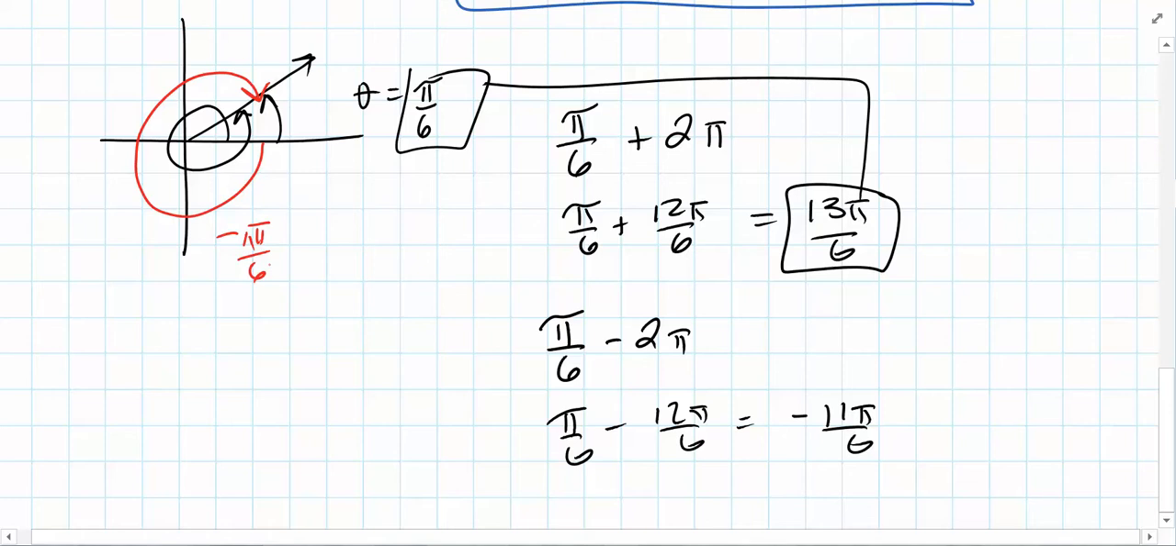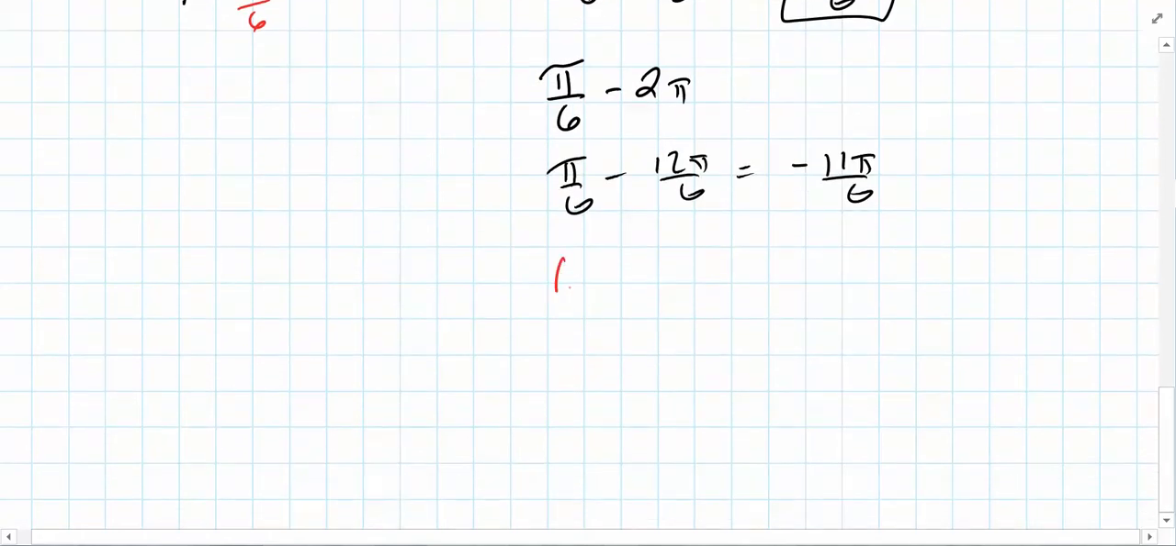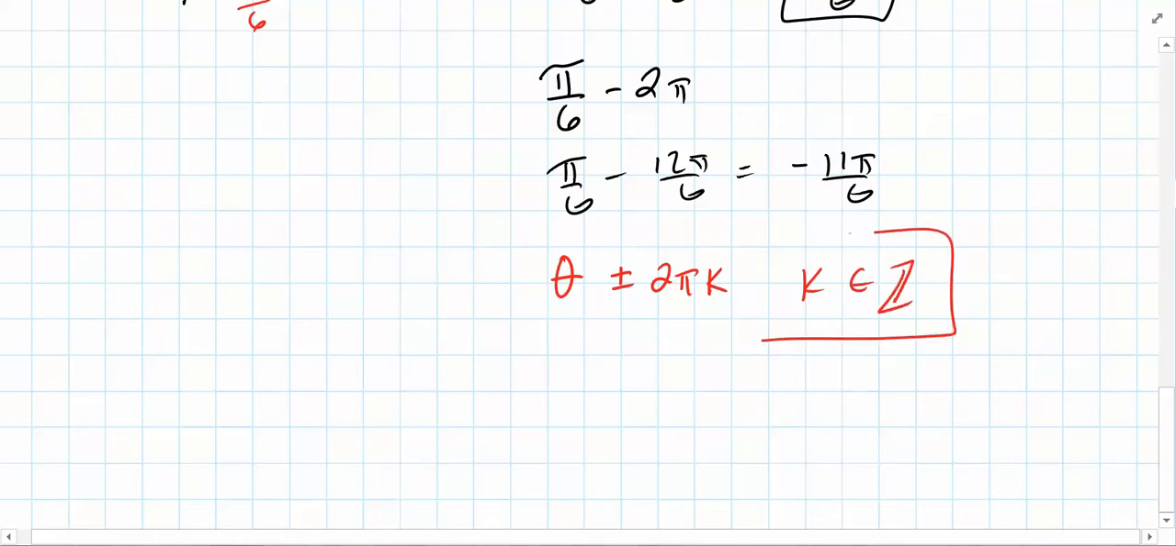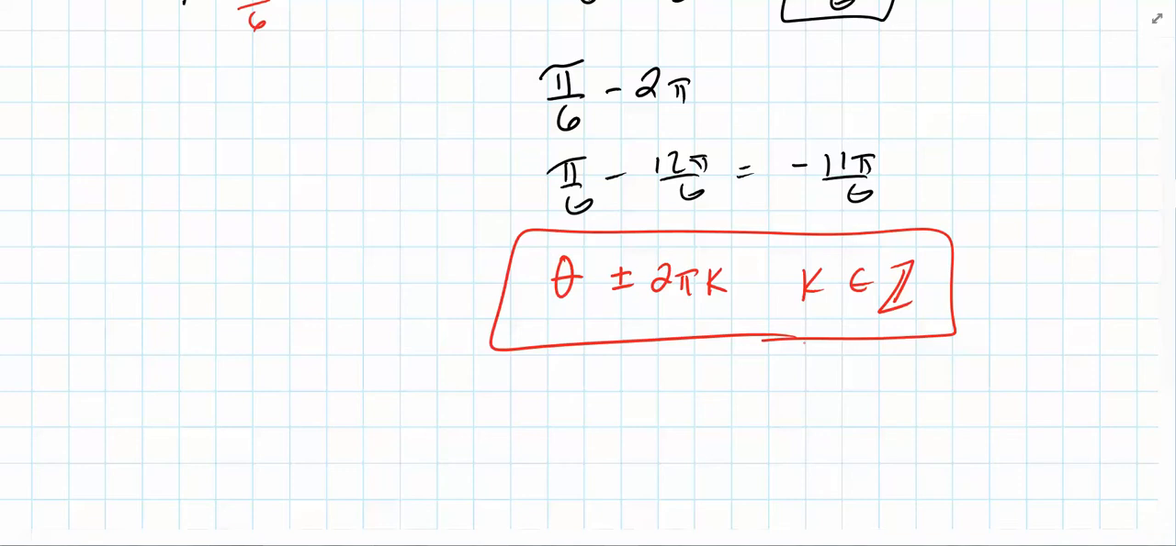Okay. So in general then for radians, it would be your angle plus or minus 2 pi k, where k is some integer. So it's the same exact thing, except one uses 2 pi because it's radians, and the other uses 360 degrees because it is degrees. Does that make sense so far? Feeling pretty good about that?